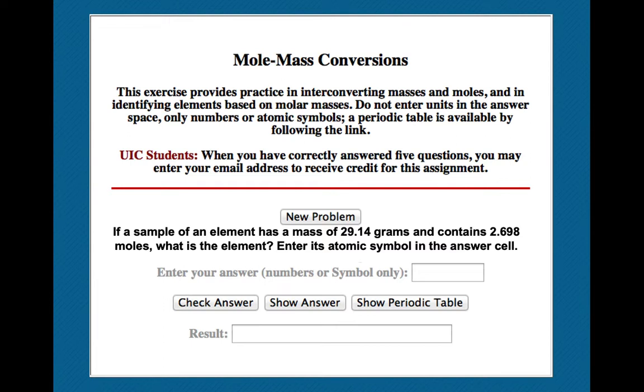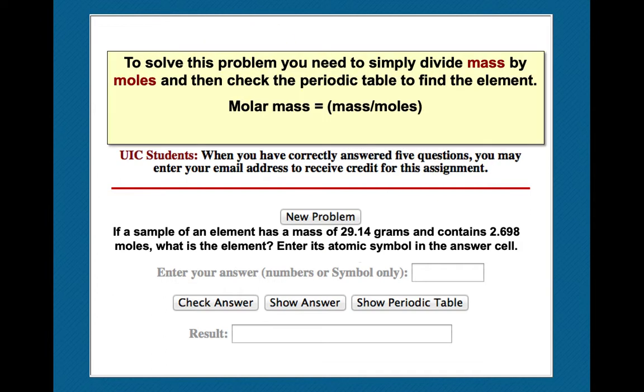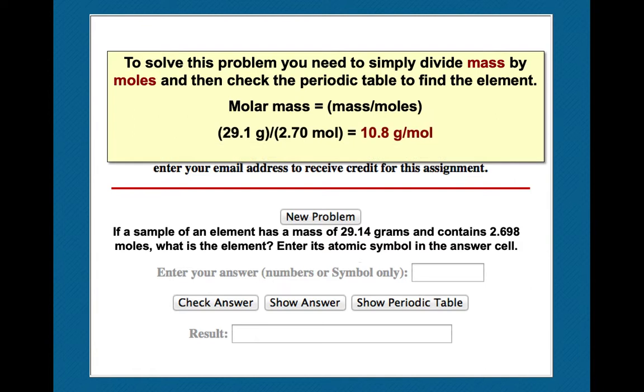Well, in order to do that, all we have to do is determine the molar mass of the element, right? And then look at our periodic table. How do we get molar mass? Mass divided by moles, grams per mole. Mass divided by moles is our molar mass. We have 29 grams, 2.7 moles, 10.8 is our molar mass.